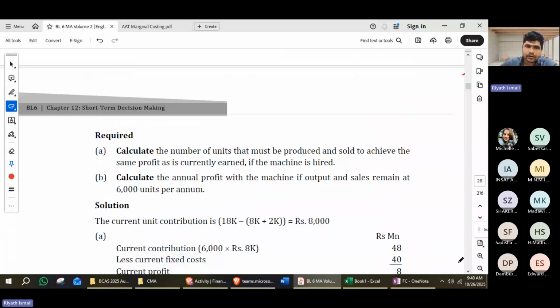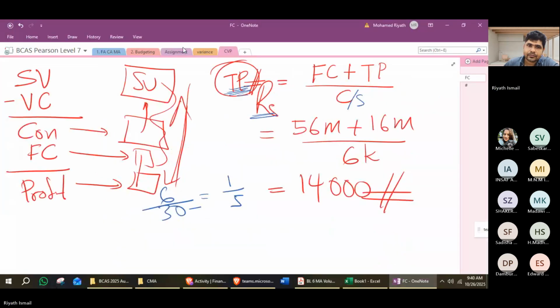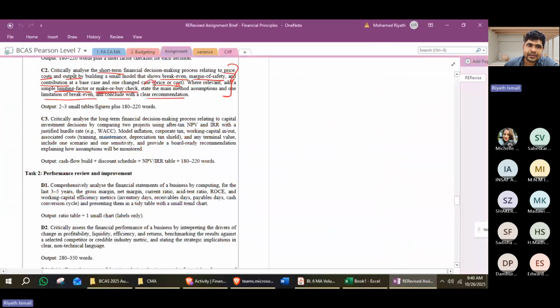Calculate the number of units that must be produced and sold to achieve the same profit as currently earned if the machine is hired. If the machine is hired, the decision that we are talking about is a short-term decision, right? Short-term decision. You look at the assignment, right? We are looking at the assignment.